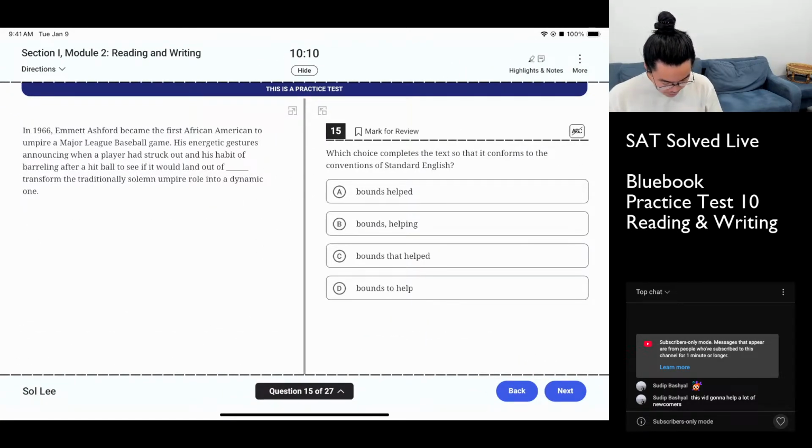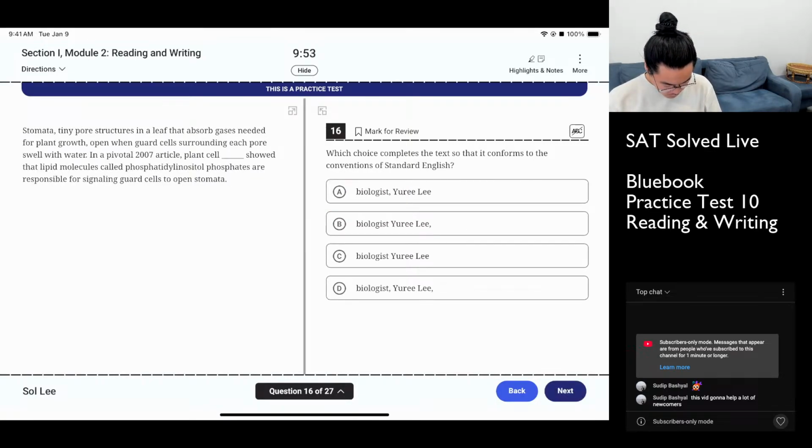His umpire gestures, his gestures announcing when a player is struck out, and his gestures and his habit of calling out of bounds. His gestures and his habit helped transform the role. Okay. Stomata open when guard cells surrounding each pore swell. In an article, plant cell biologist Yuri Lee showed that blah blahs are responsible for blah blah. Okay.